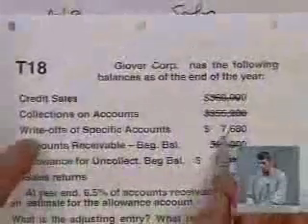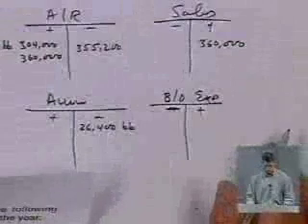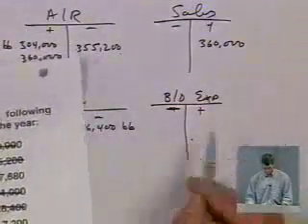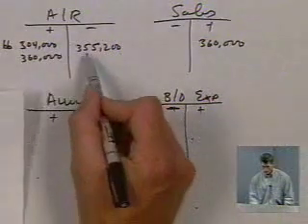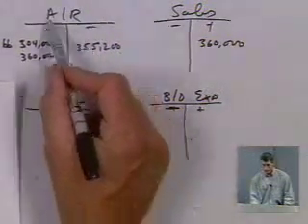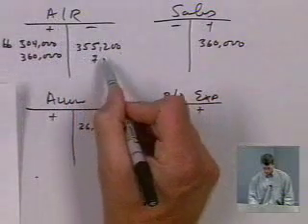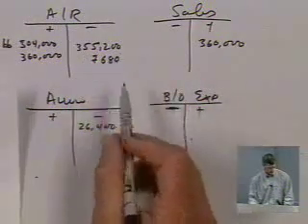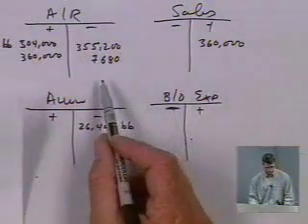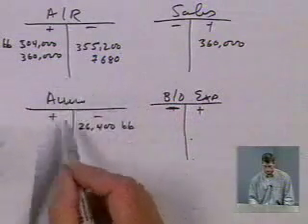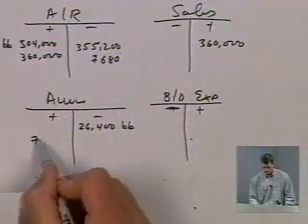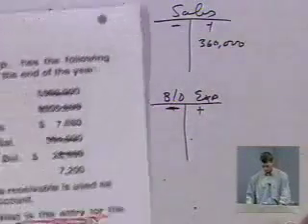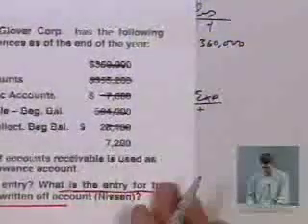Write-offs of specific accounts, 7,680. Write-offs of specific accounts, 7,680, would be a credit to the accounts receivable account, 7,680, and a debit to the allowance account for 7,680. So we've crossed off the write-off.